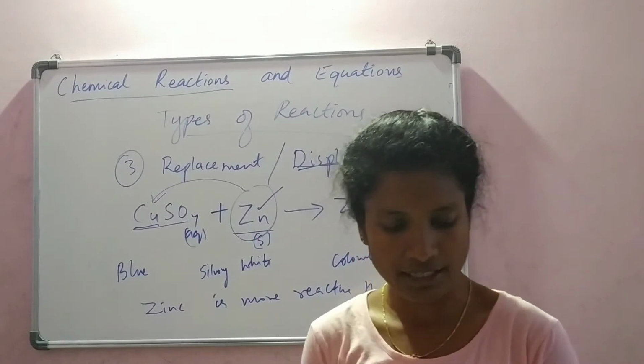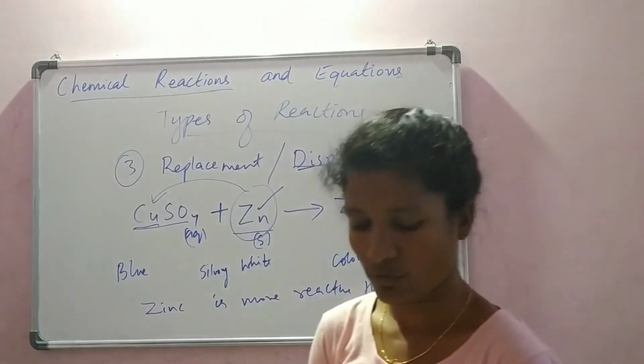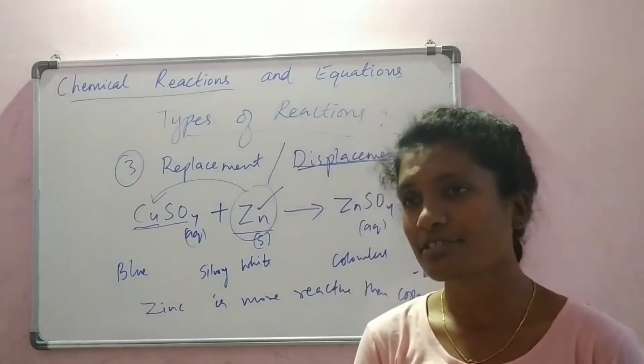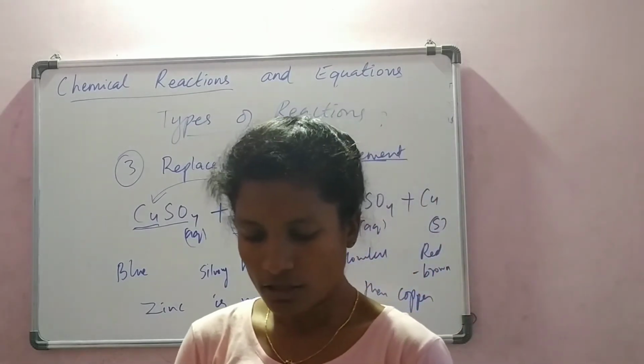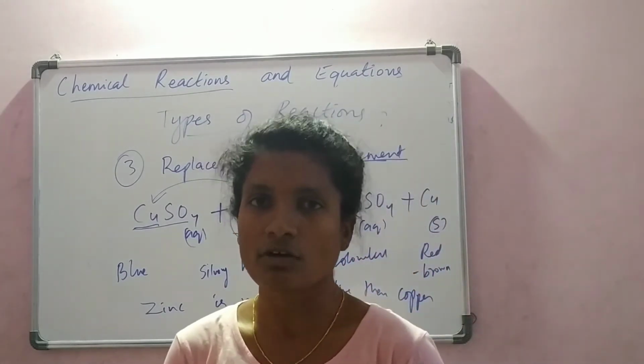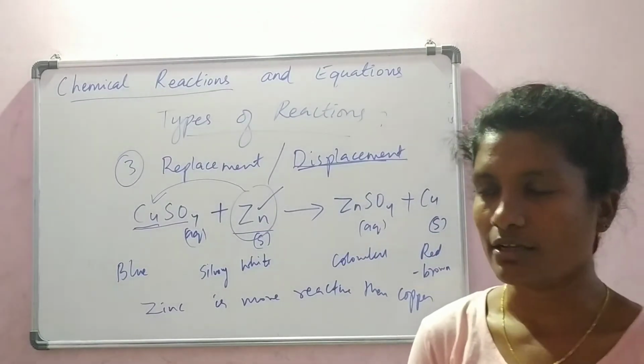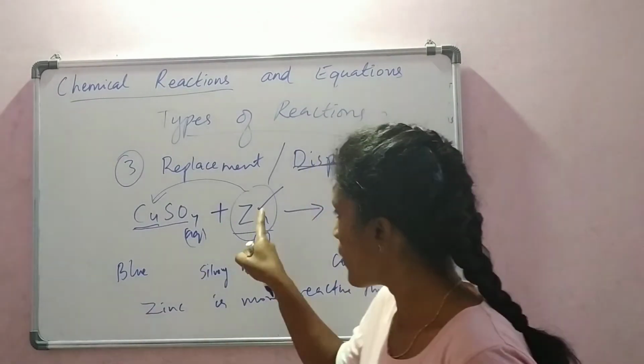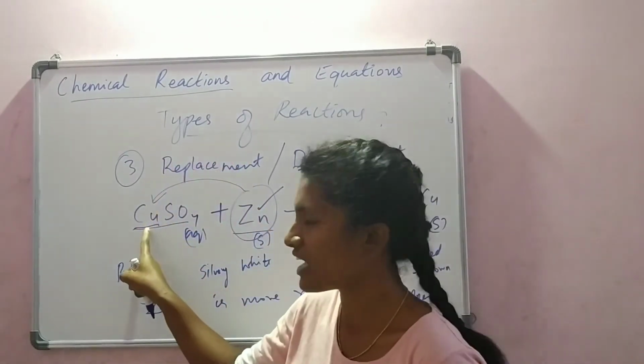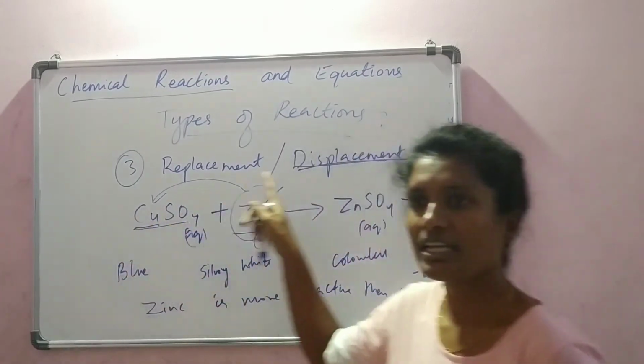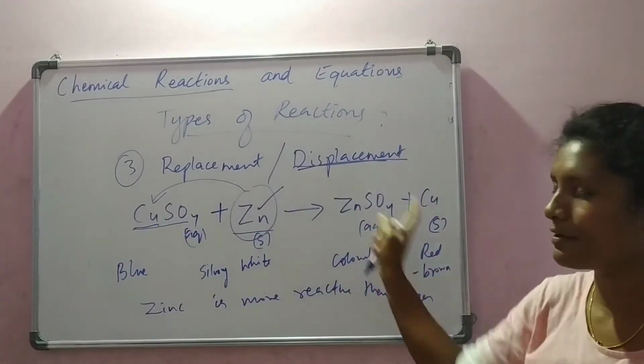So this is an example for displacement reaction. How can we define this? Those reactions in which one element takes the place of another element in a compound are known as displacement reactions.